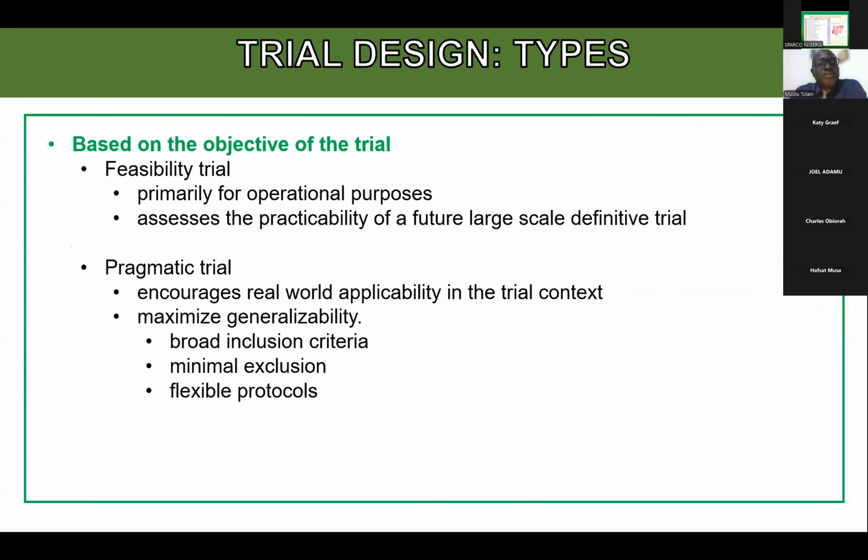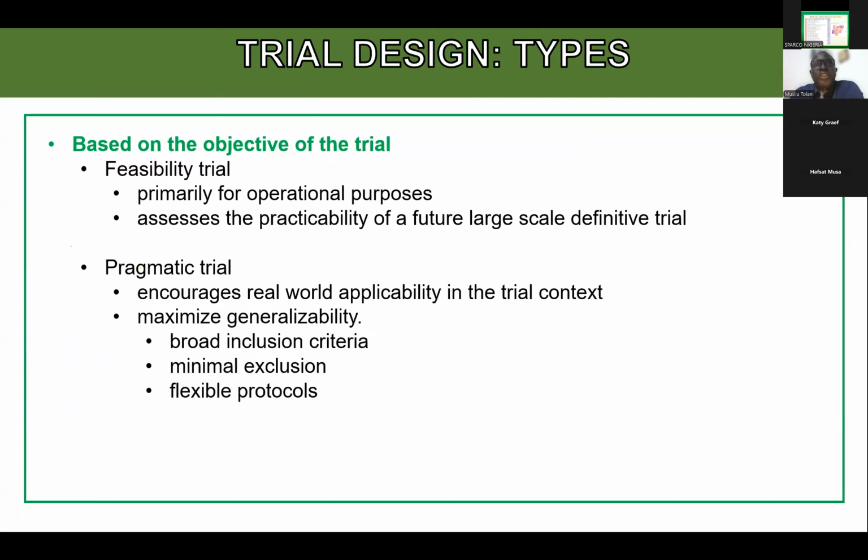Based on the objective of the trial, a feasibility trial is an example and is majorly done for operational purposes and assesses the practicability of future large-scale definitive trials. So essentially, implementation outcomes or feasibility outcomes are looked at in this trial.